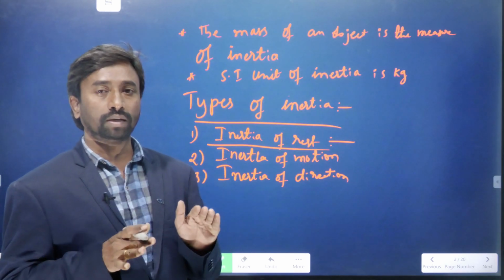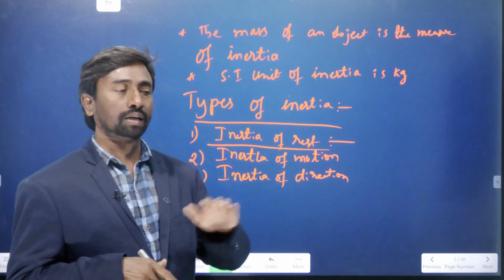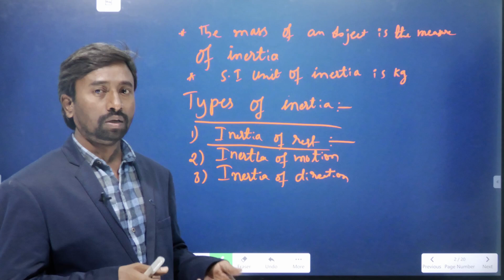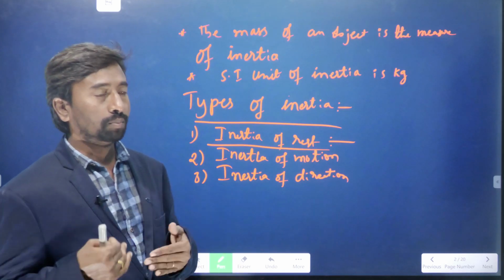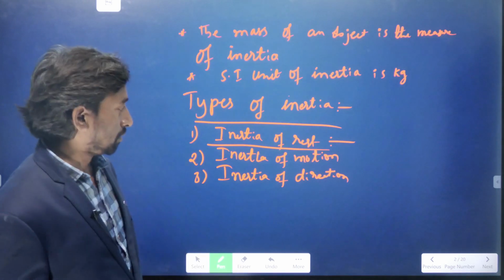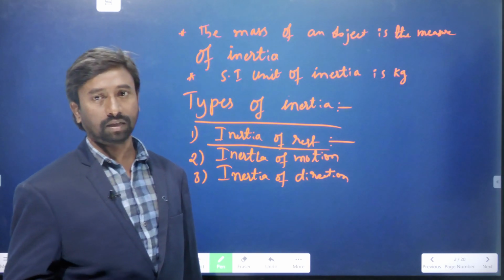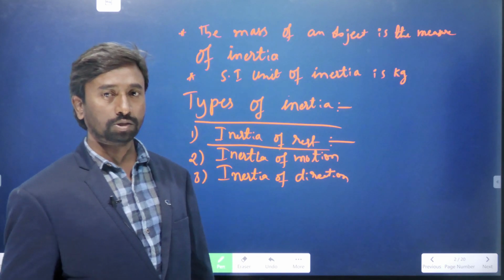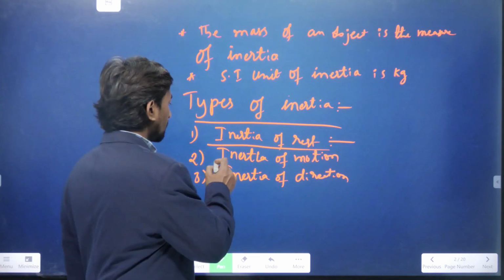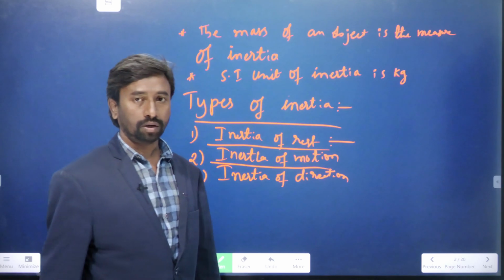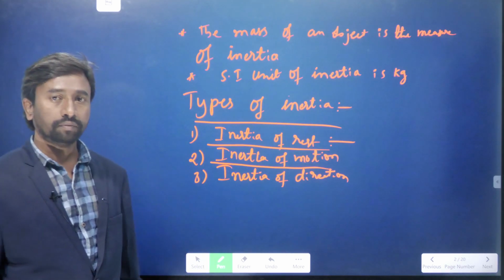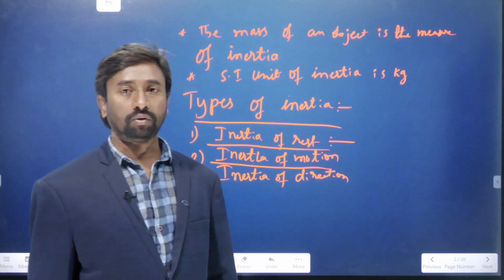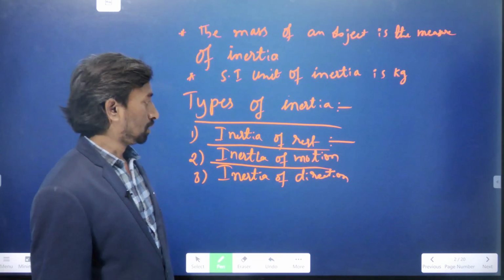The body tries to stay at rest, but it is suddenly coming into motion, so it does not change its position immediately. As a consequence, the body moves backward and falls backward. All the passengers in a vehicle, if it starts suddenly, fall backward onto the seat. That is because of the inertia of rest. And whenever the body is already in motion and comes to rest suddenly, all the passengers will fall forward. That is because of the inertia of motion.